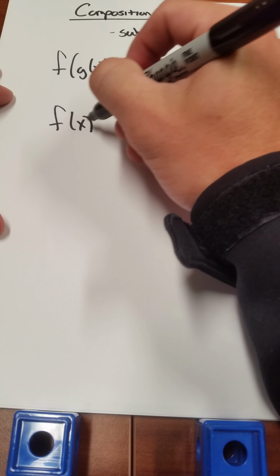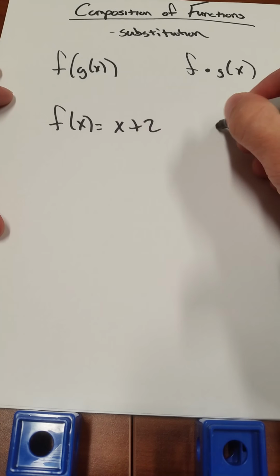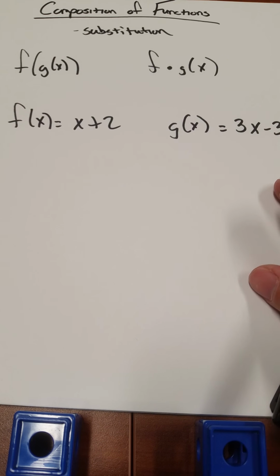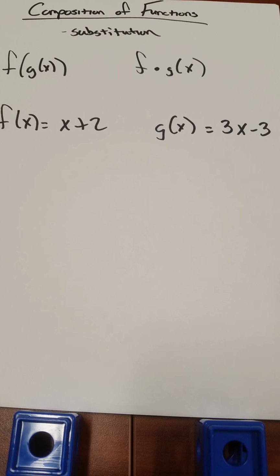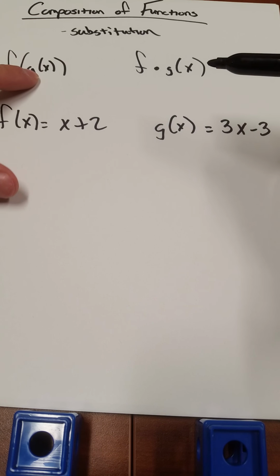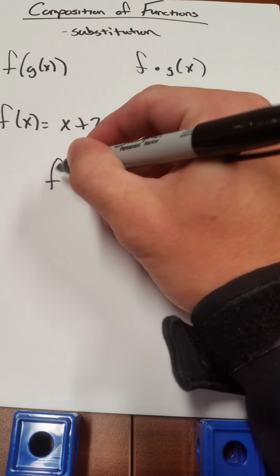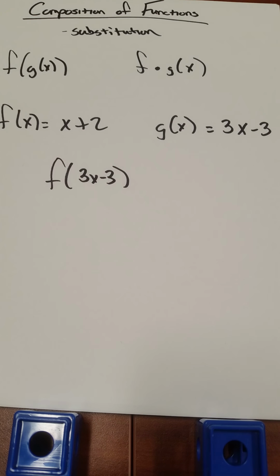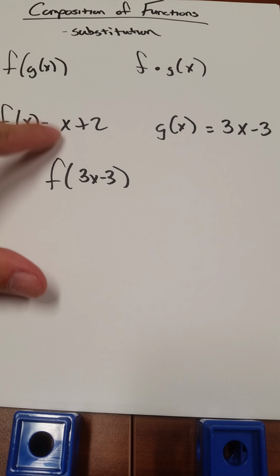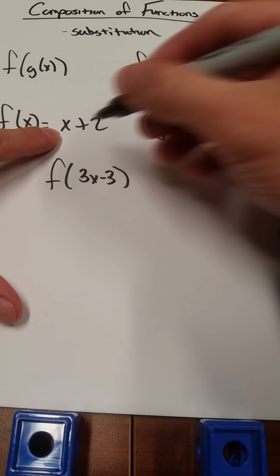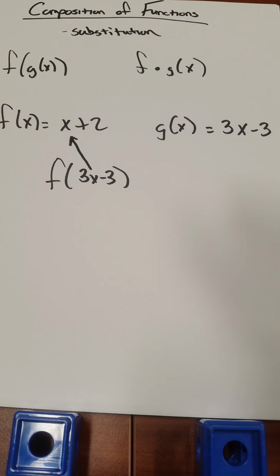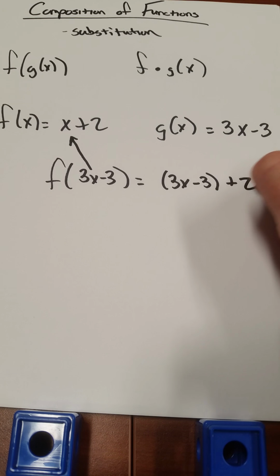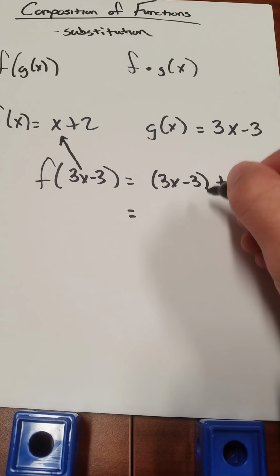So if f of x were something like x plus 2 and g of x was maybe 3x minus 3, okay? If they're asking us to find f of g of x, that means replace g of x with the function g of x. So this will look like f of 3x minus 3, okay? Now, what that means is take the 3x minus 3 and plug it in for x in the f function. So I'm going to take this and replace it with x. So that's going to be, put it in parentheses, 3x minus 3, and then plus 2. Now we just simplify that.